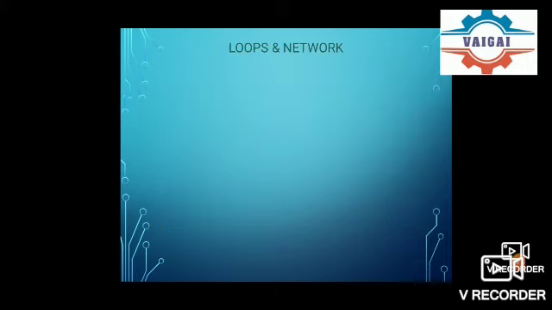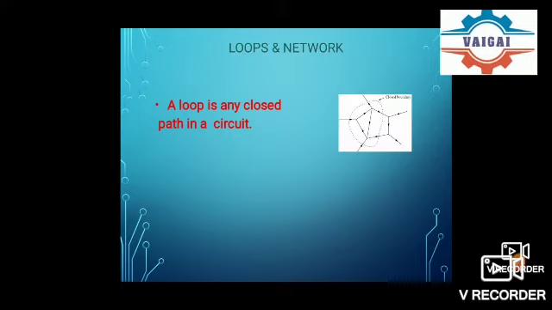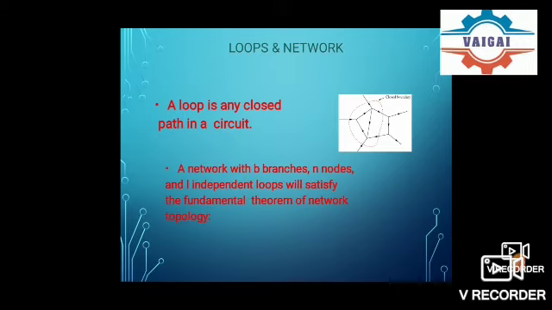Next, we will see about the loops and networks. What is meant by loop? A loop is any closed path in a circuit. See the diagram in which the red symbol indicates the loop. That is, the closed boundary is the loop.